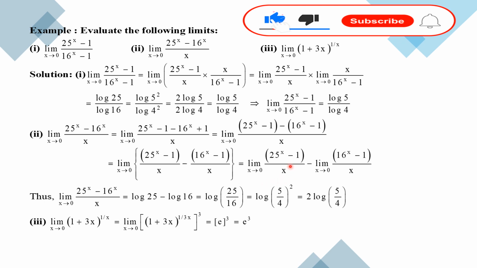We will have limit x tends to 0, 25 power x minus 1 over x, minus limit x tends to 0, 16 power x minus 1 over x. What about by the formula? Limit x tends to 0, a power x minus 1 over x, so it becomes log 25. What about this? It becomes log 16. By the logarithmic property, you can write it as log 25 over 16. 25 over 16, we can write as 5 over 4 whole square. So by log, you can write the coefficient 2 log 5 over 4. This is the last answer.